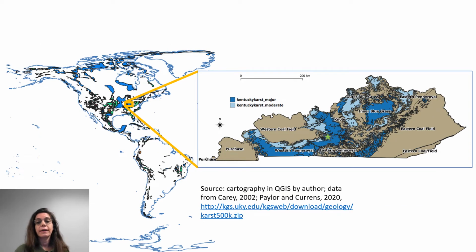The area that we're looking at today is the central Kentucky karst. So if we look at this portion of the world karst aquifer map on the western hemisphere, we're zooming in on the eastern United States and looking at Kentucky in that green starred area.